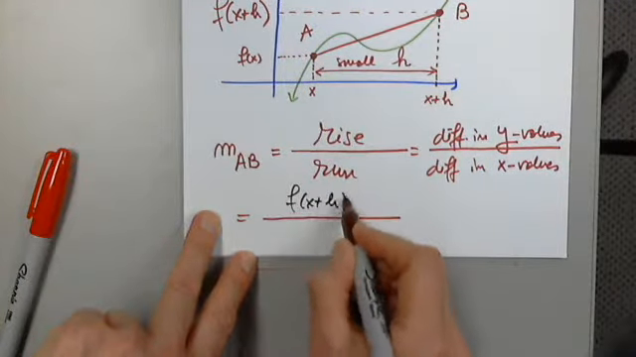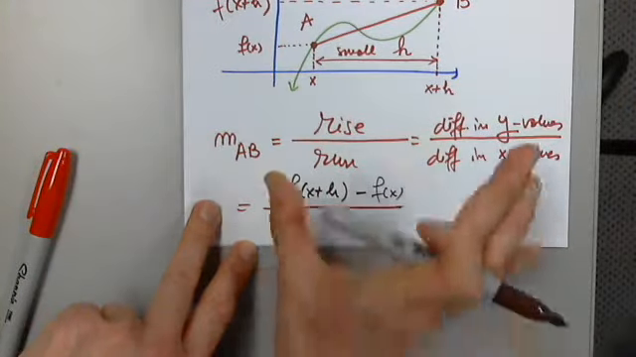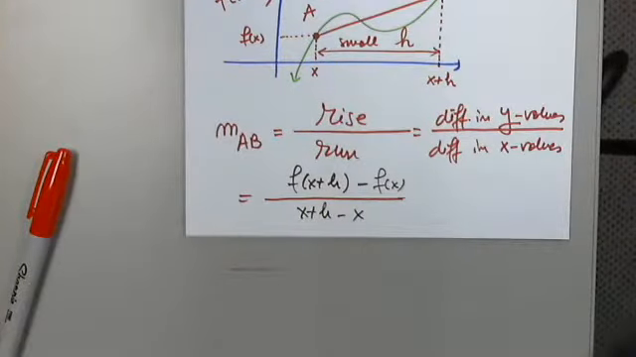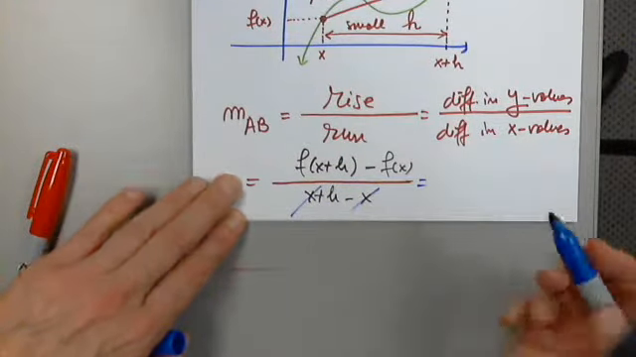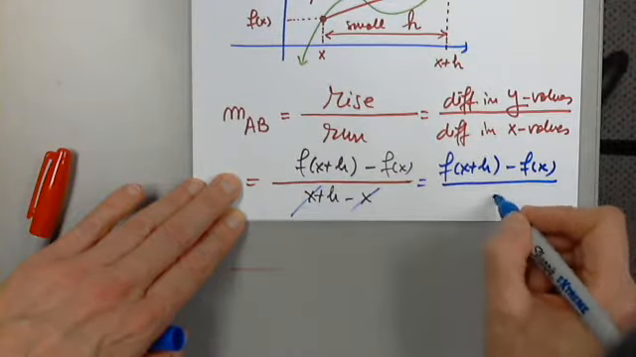f of x plus h minus f of x, divided by x plus h minus x. Remember, f of x plus h, no one can touch. This is a fantastic expression. f of x, no one can do anything to. It's just a function. But look at the denominator and say, oh, you can simplify that a little bit. How? The positive x with the negative x go away. So this is f of x plus h minus f of x divided by h.